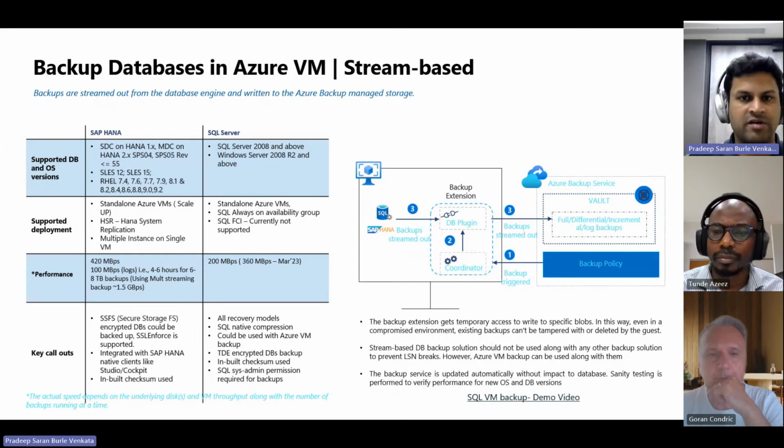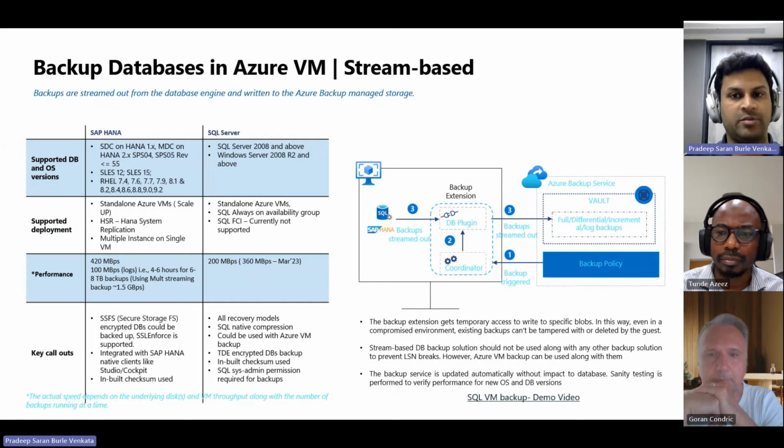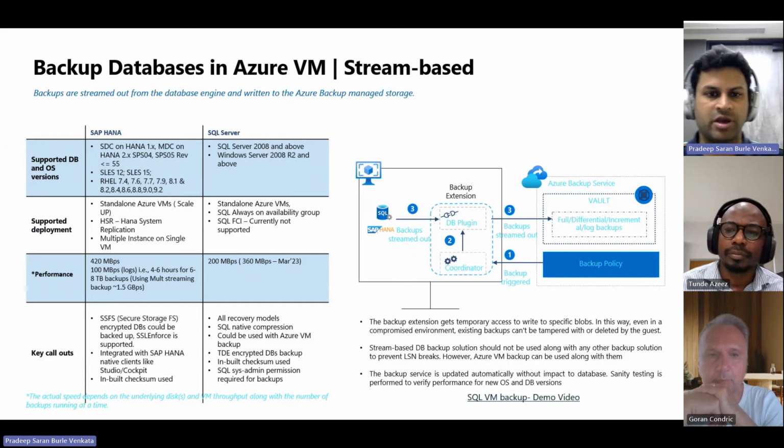If customers have large databases, they can also opt for snapshot-based backup. We support snapshot-based backup as well. Let's say you have a very large database, about 10 TB or 20, 30 terabytes of HANA database. You can use snapshot-based backup, which means we take a snapshot of your disk storage and store it in the operational tier on the customer storage account, and you can do an instant restore as well. These are some of the capabilities that we have with HANA and SQL. For SQL, we are currently working on bringing in snapshot capability.